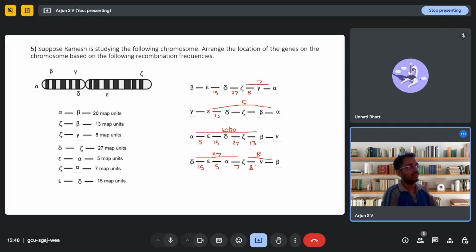So alpha to beta also they are saying that it's around 20 map units, and if we make through this information 7 plus 8 and 20, your gamma to beta should be 5, which is also the same case here because 8 plus 5 gives you 13. So all the information given in this question matches with this answer. So your correct answer will be this option. Option D.